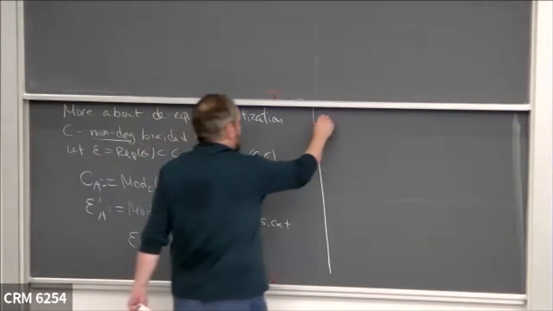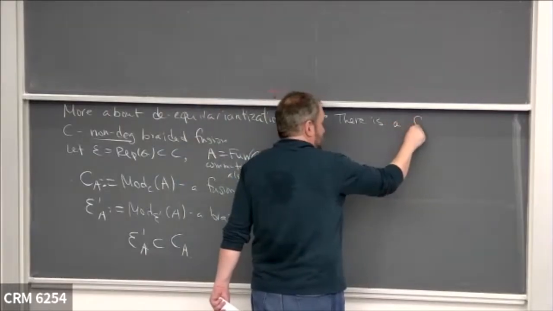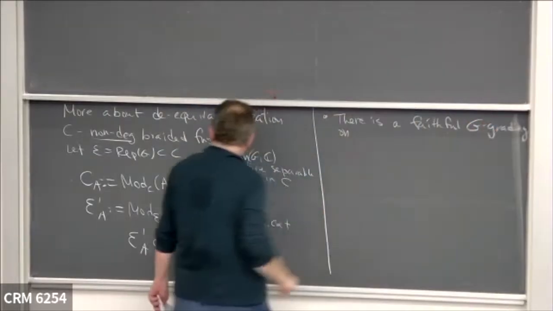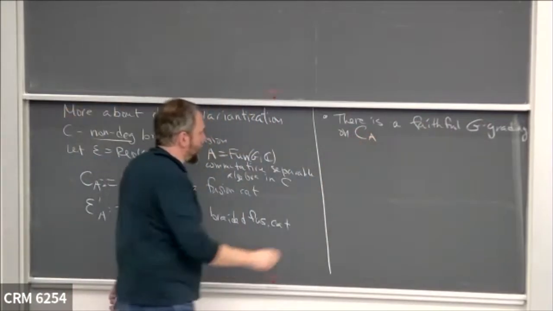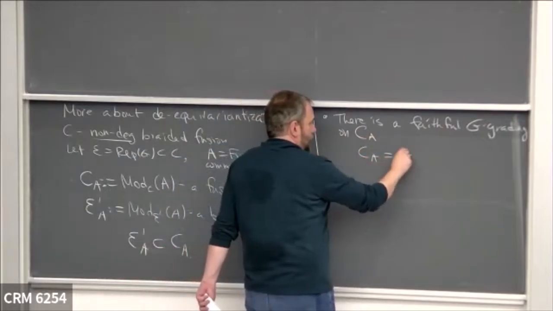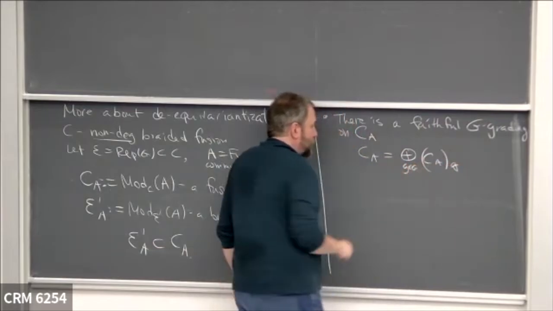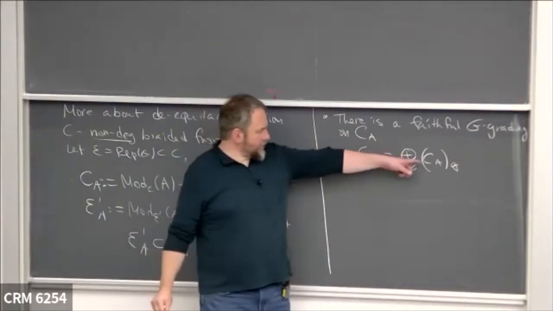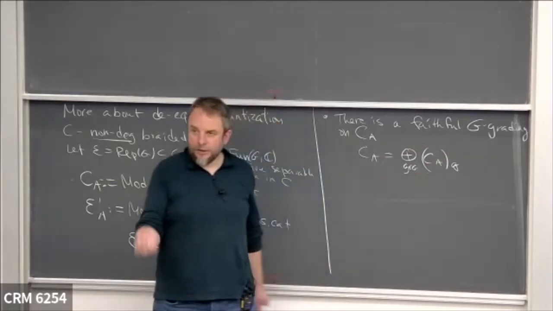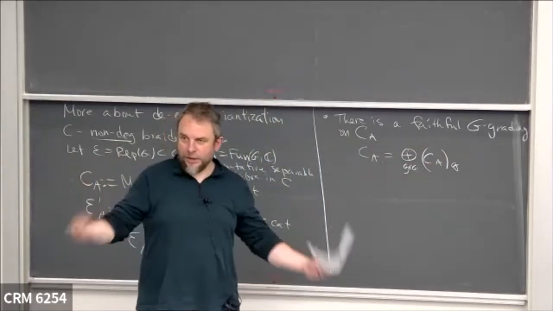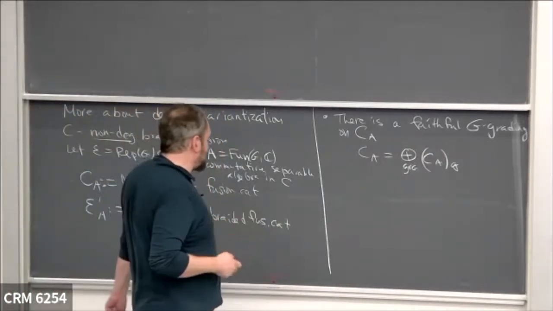So I'm going to list some related things. First of all, there is a faithful G-grading on this large category, the category of A-modules in C. I will write this as a sum of homogeneous components. A grading on a fusion category means a decomposition such that the tensor product respects the group multiplication, right? So the x and y components, when tensored, give you the xy component. Let me explain where the grading comes from.